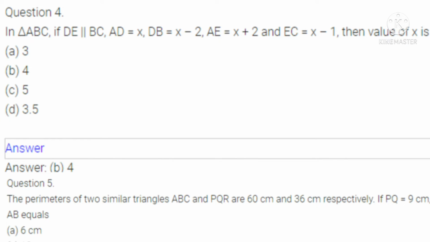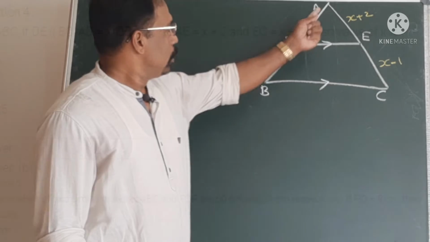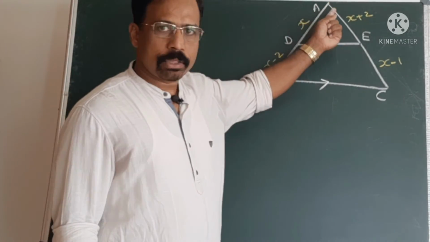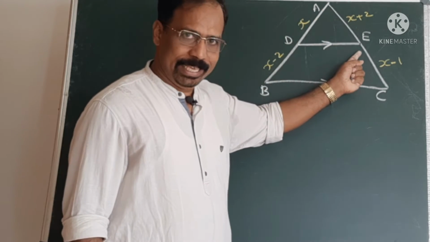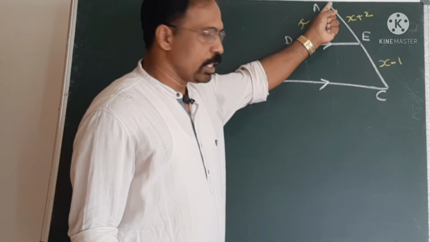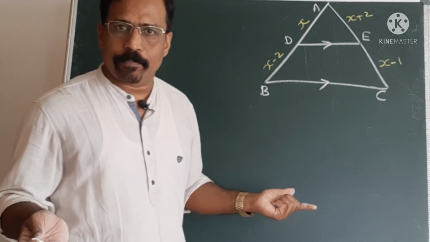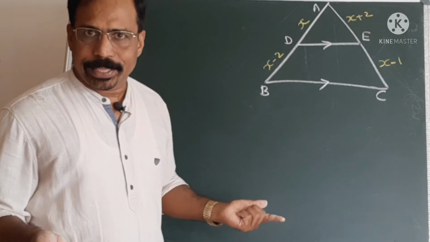Let us do question number 4. In triangle ABC, if DE is parallel to BC, AD is equal to x, DB is equal to x minus 2, AE is equal to x plus 2 and EC is equal to x minus 1, then find the value of x. 4 options are given to us. Now DE is parallel to BC. Since triangle ADE is similar to triangle ABC, their sides are proportional. So we can equate their sides.